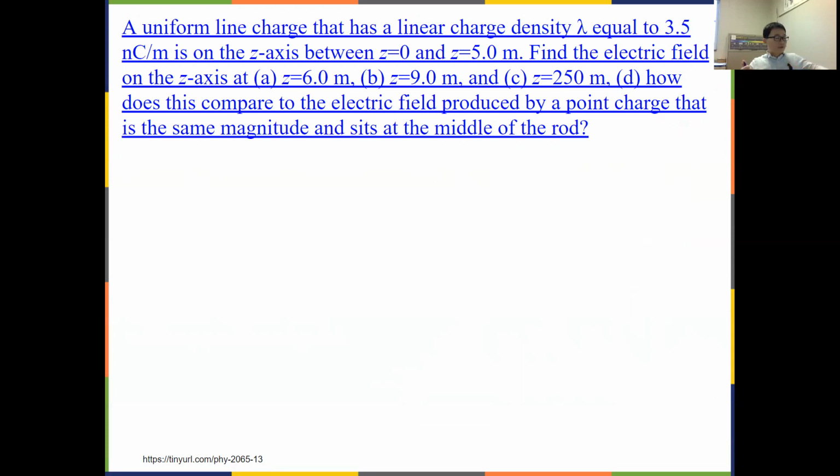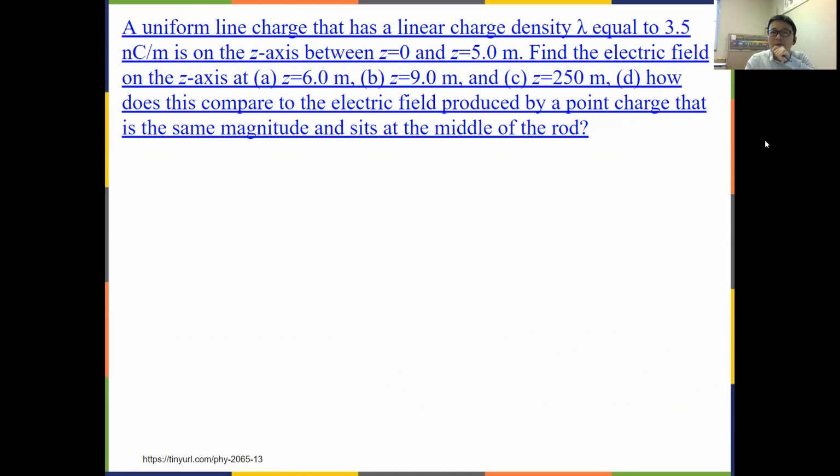But let's take a look at this one, which is on the linear charge distribution. It says a uniform line charge that has a linear charge density lambda equal to 3.5 nanocoulombs per meter. It's on the z-axis between z equal to 0 and z equal to 5. Find the electric field on the z-axis at these three locations: 6, 9, and 250 meters.